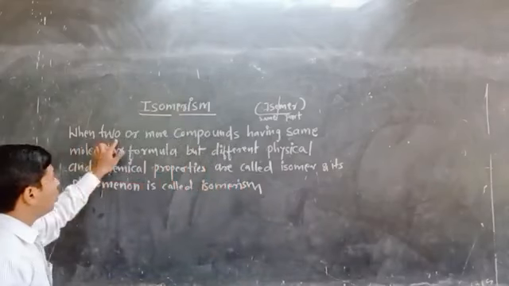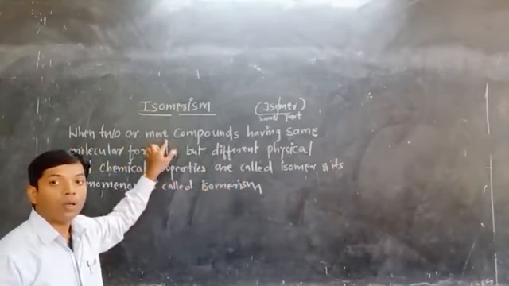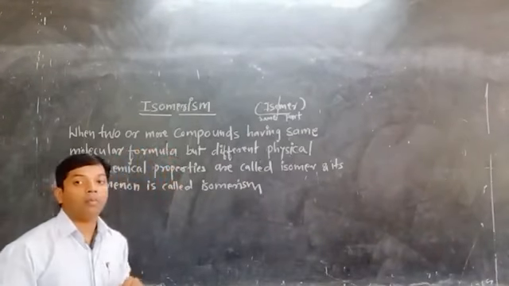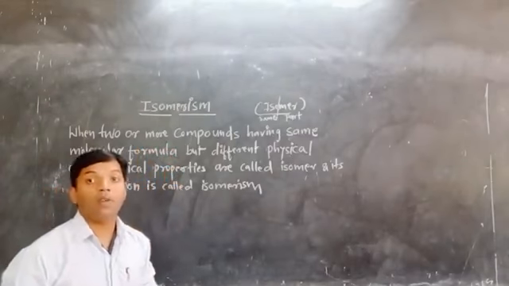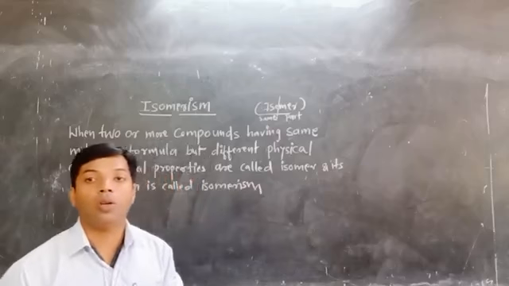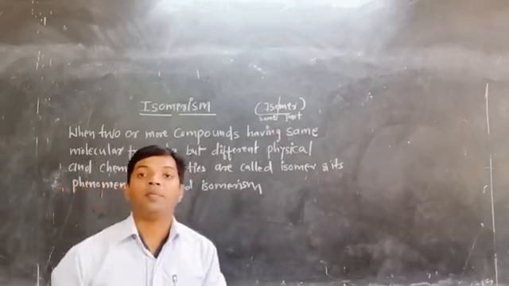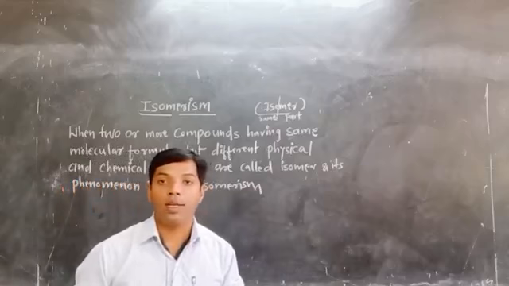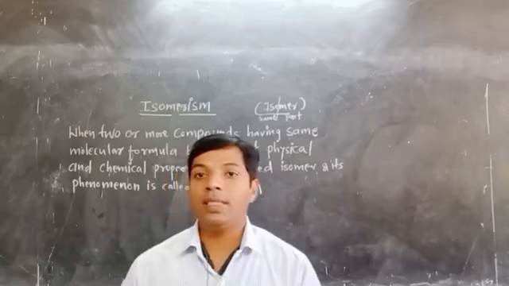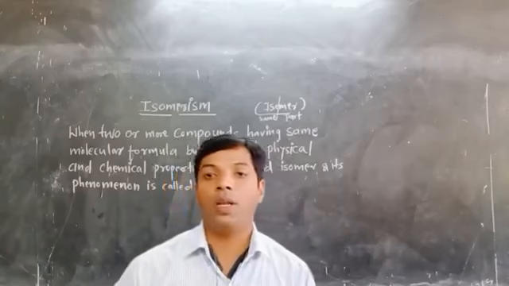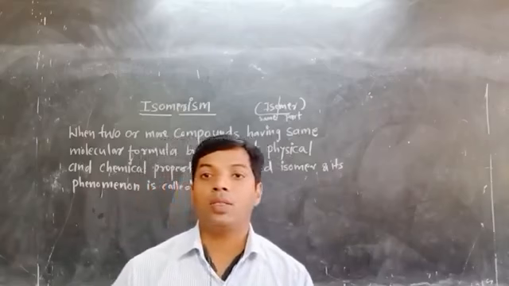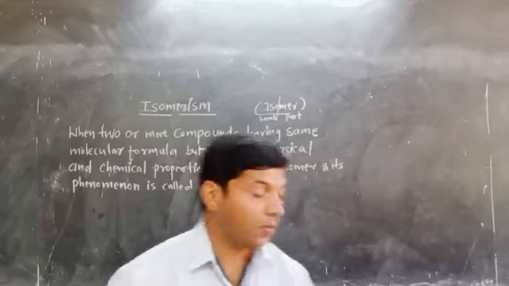When two or more compounds have the same molecular formula but different physical and chemical properties, they are called isomers, and the phenomenon is called isomerism. Isomerism is basically classified into two types: one is structural isomerism and another is stereoisomerism.